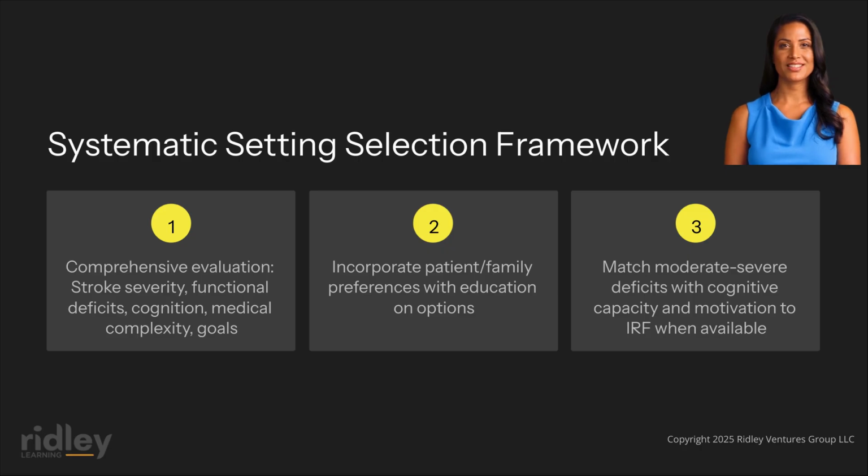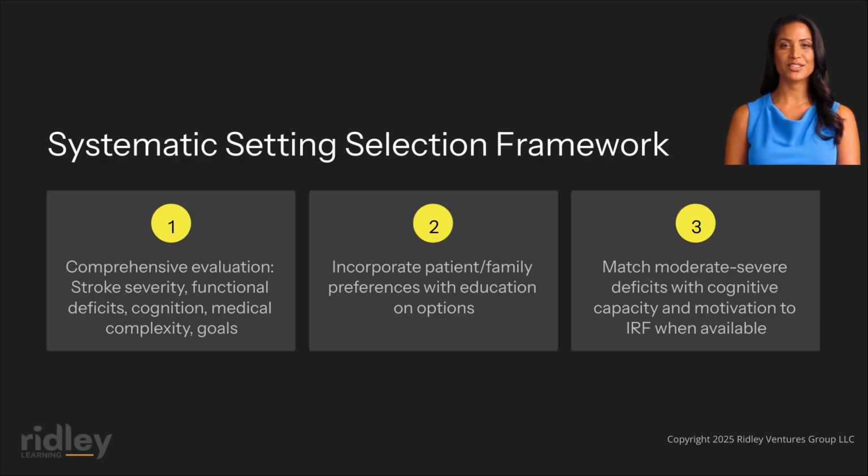Effective rehabilitation setting selection requires integration of multiple patient factors, family circumstances, and system characteristics within a systematic decision-making framework that prioritizes patient outcomes while respecting preferences and practical constraints. The assessment process should begin with comprehensive evaluation of stroke severity, functional deficits, cognitive status, medical complexity, and rehabilitation goals, establishing the baseline from which setting recommendations will be derived.